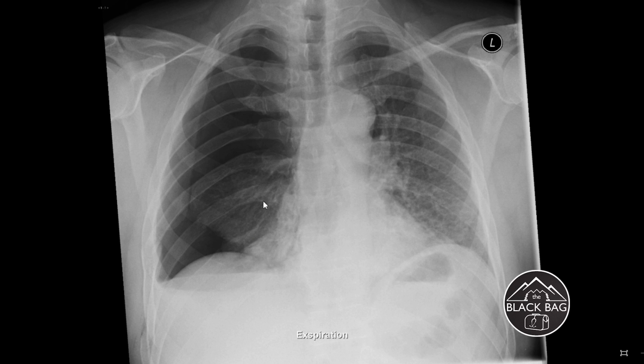There doesn't appear to be a pneumomediastinum because you can see the right heart border here, and there's no air in the pericardium on either side, and there's no obvious air in the mediastinum.